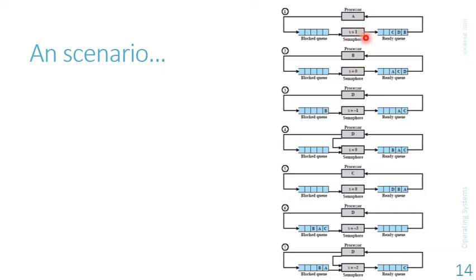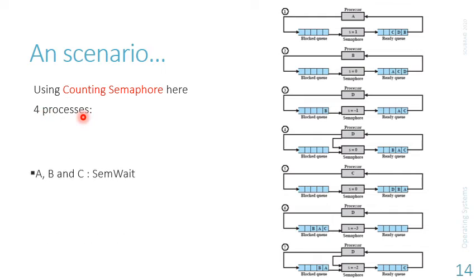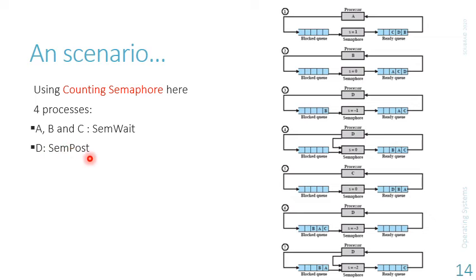So let's see, we have a semaphore here, using a counting semaphore. This is the type of it. 4 processes, A, B, C, and D. A, B, and C want to take the semaphore, and D just wants to post semaphores. We good? So D will increment the key and those will decrement it. So let's go for it.